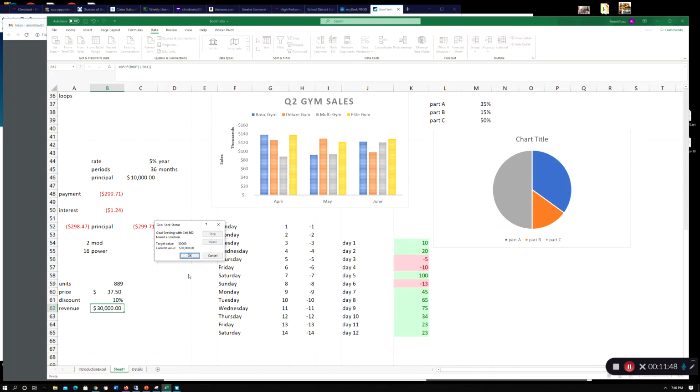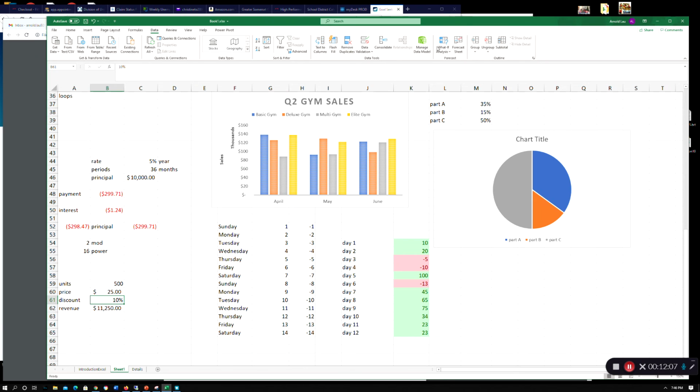Okay. So the way I look at this is basically solving for a variable in your equation, right? So that's what this Goal Seek would do. Okay. Let me set this back. And this was 25 bucks.